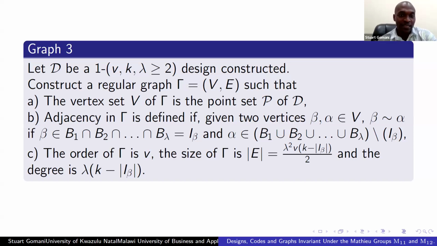So if we define adjacency in that way, then we see that we obtain a graph of vertex set equal to V, clearly from the way we have defined the vertex set of the graph, equal to the point set of the design. And the number of vertices of that graph is given by this expression there. Lambda squared V times K minus the size of I sub beta over 2. And again, another thing we can share is that the degree of this graph, which is the valency of the graph or the number of neighbors of an arbitrary vertex in the graph, is given by this expression: lambda times k minus the number of elements in I sub beta.